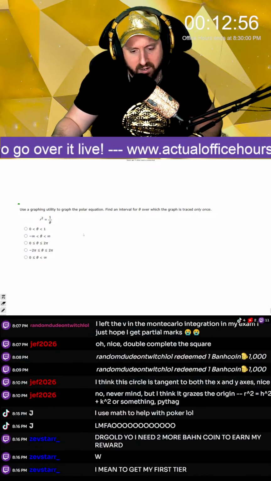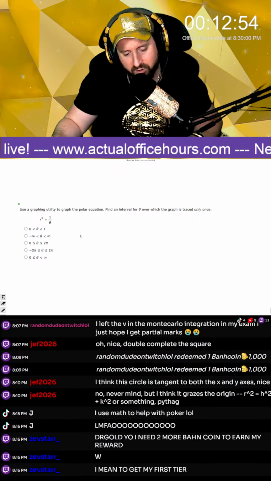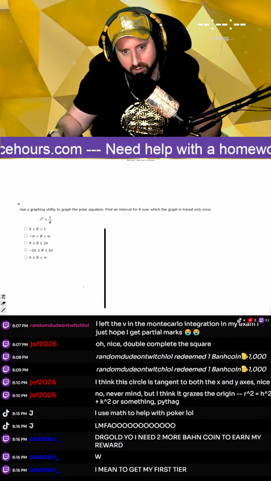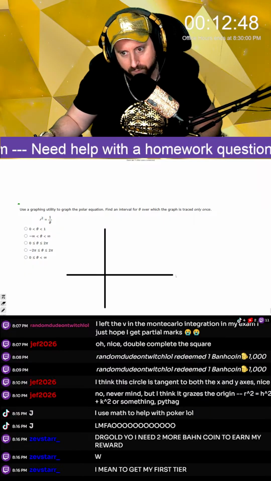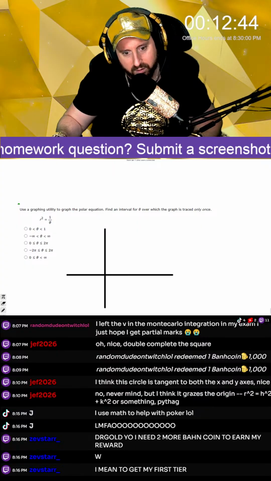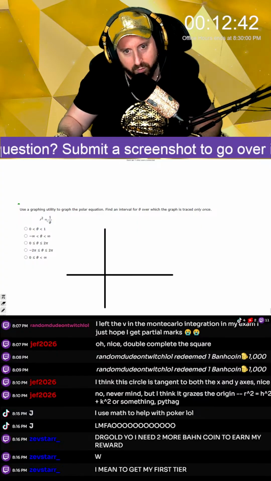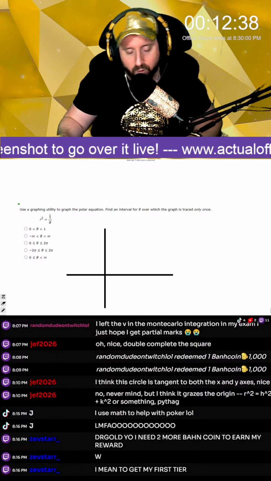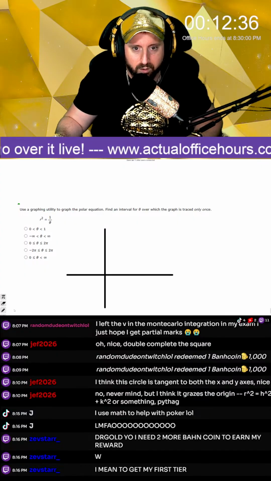So in my mind here, r squared is... Usually when you graph stuff, you start at some value of theta, go this way, and see what you would get. This one is weird though, because first of all, r squared could never equal something negative. Well, we're not gonna have negative stuff either.